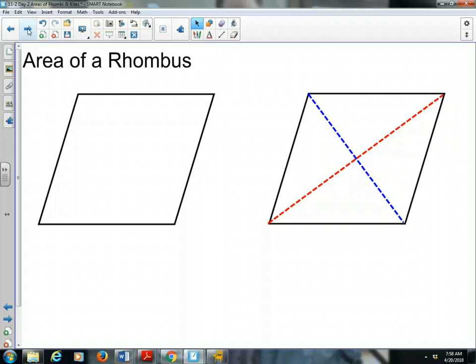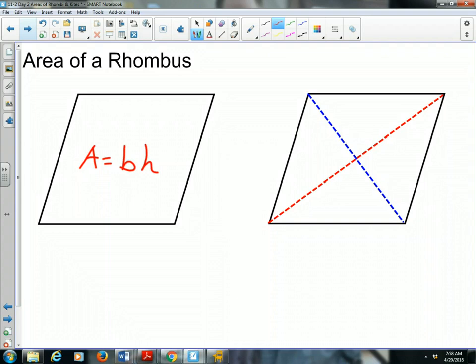Now a couple things that we need to keep in mind about a rhombus. A rhombus is also a parallelogram. Opposite sides are parallel. And the area of a parallelogram is base times height. So if a problem gives us the base right here and gives us the perpendicular height right here, we can just multiply base times height. And we'll be doing that from time to time.